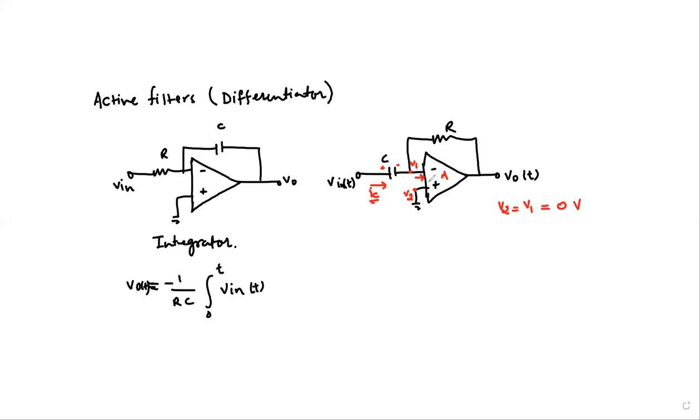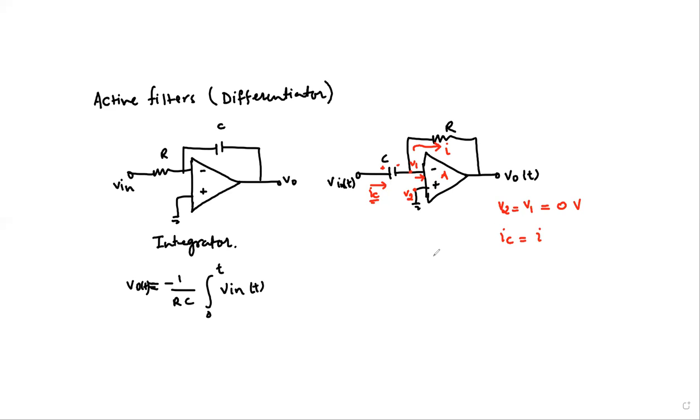No current can enter the operational amplifier through its terminals indicated by the negative and positive signs. So the current trying to enter the op-amp is 0. That's why we say that the op-amp has infinite input impedance or input resistance. Therefore, the current that flows through the feedback resistor is, let's say, I. So IC is equal to I.